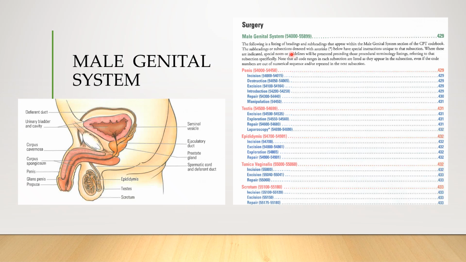Here, pay attention to the code range, that is 54,000 to 55,899. And if you see the codes, how they are divided, that is also an important consideration. I always tell, prior to starting the chapter, one must pay attention to how the chapter is divided, so that it is easy for you to navigate the chapter.